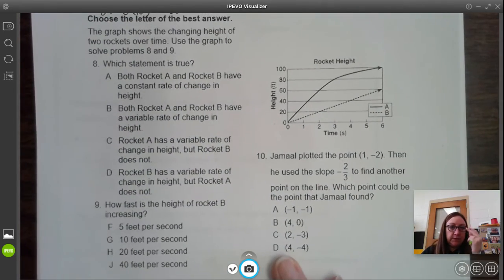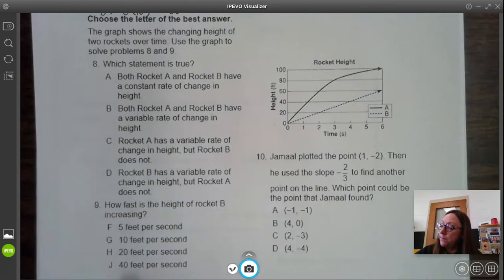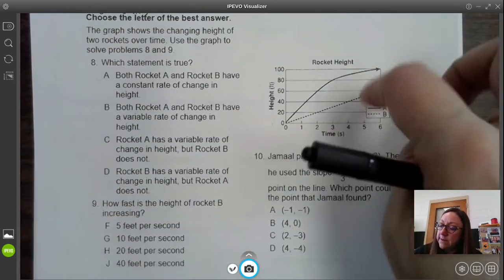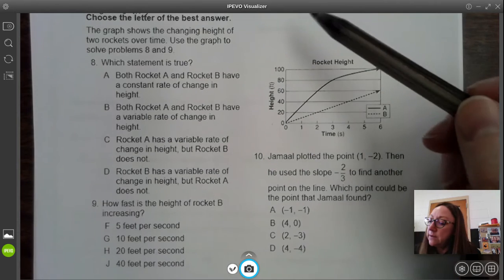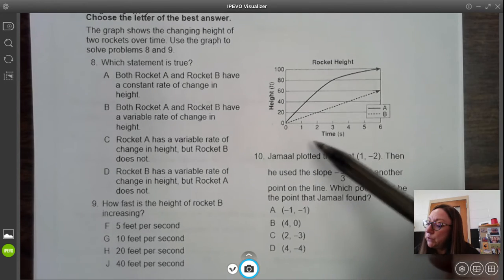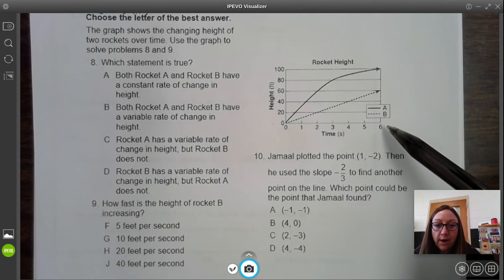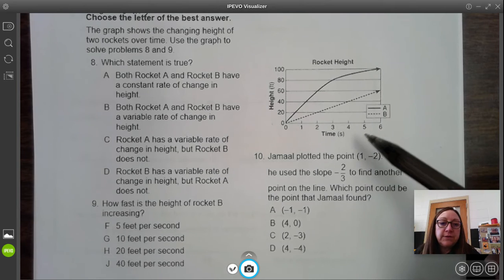The next one says choose the letter of the best answer. So 8 and 9 have to do with this graph. All right. So it says the graph shows the changing height of two rockets over time, rocket A and rocket B. Use the graph to solve these problems.